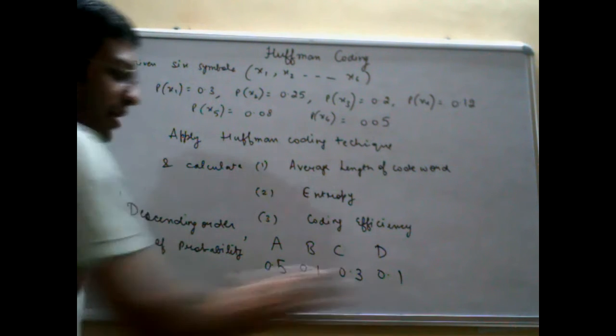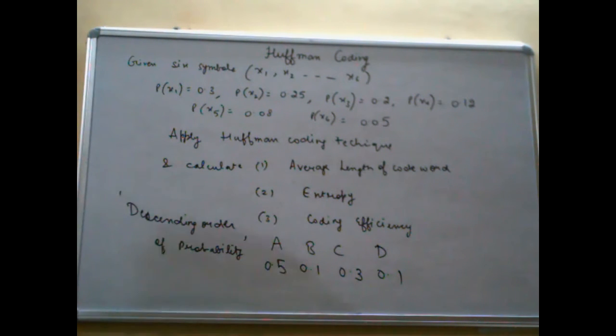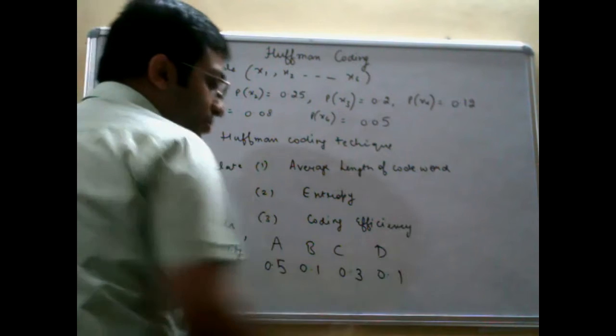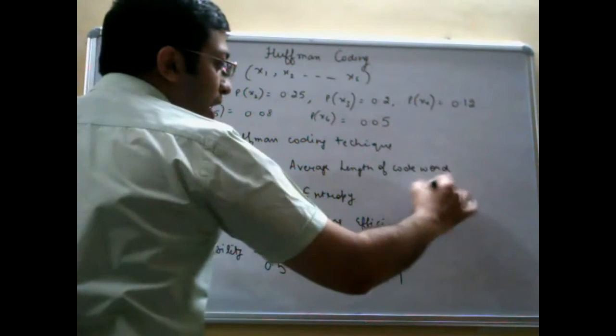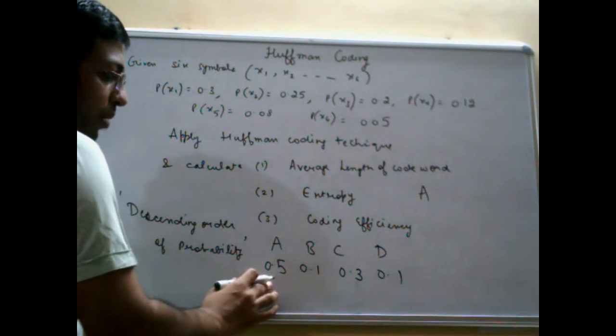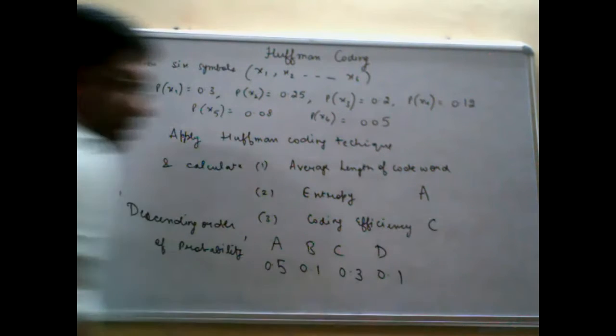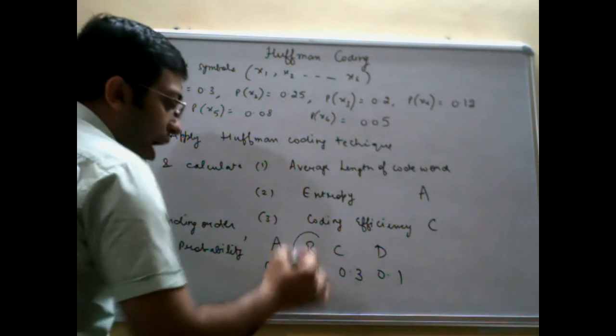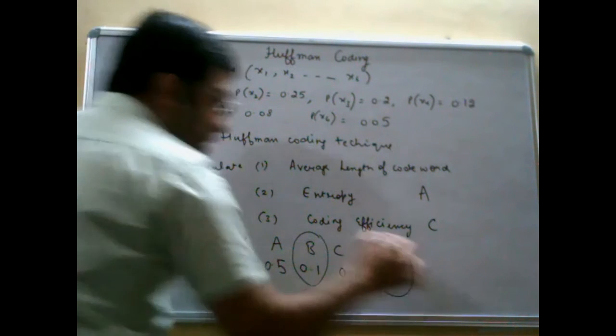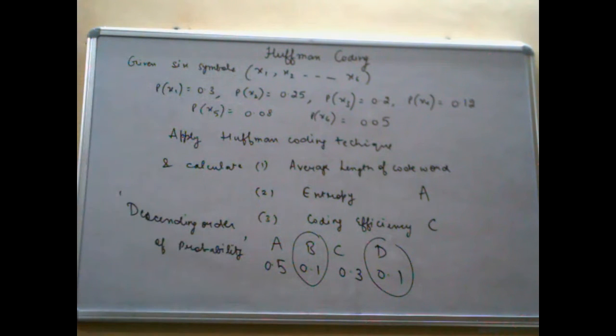So when I will write these symbols, how will they be written? See over here. First of all, I will write A because it has maximum probability. Then it will be C. Now I have got two symbols with the same probability, B and D.